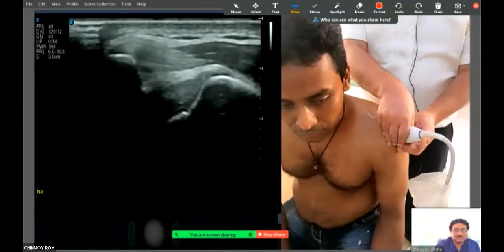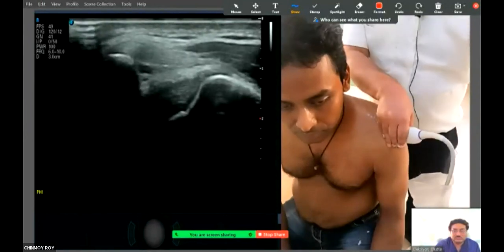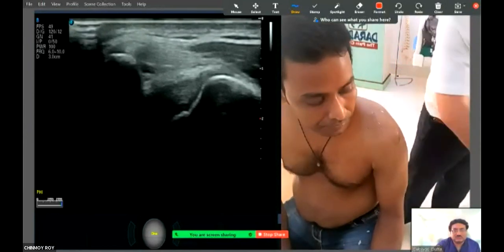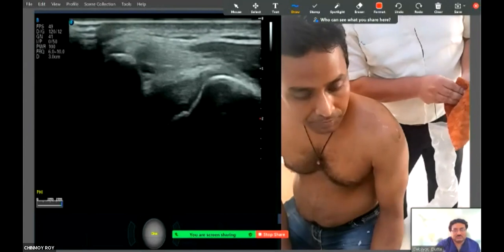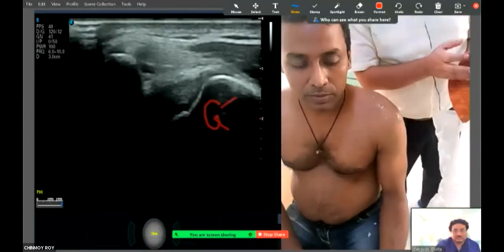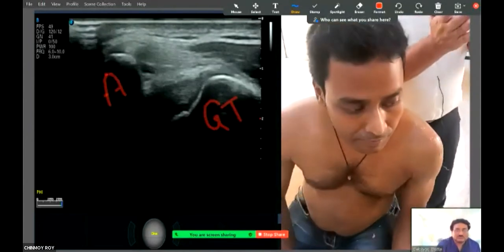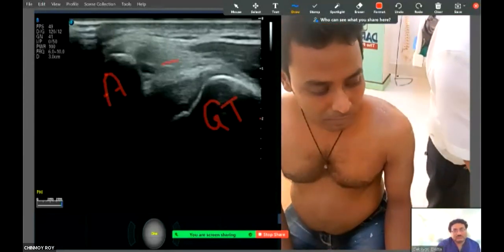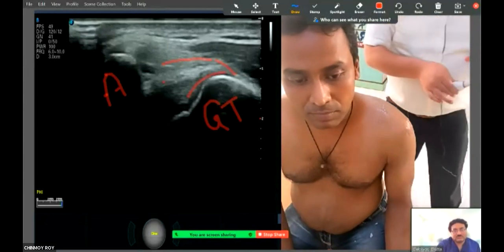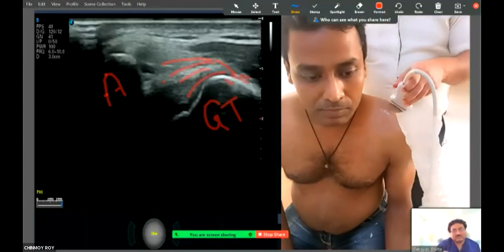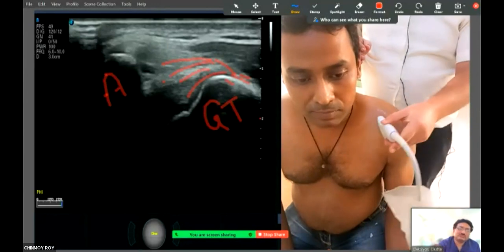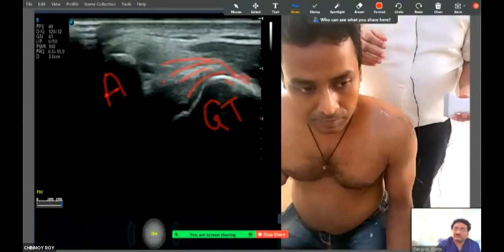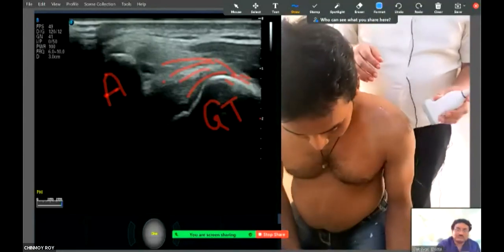So just wait. Just show this acromion and greater tuberosity. Greater tuberosity, acromion on the left side, and the supraspinatus is coming from below the acromion. So that is the most important area, the subacromial space, which is important for impingement syndrome.